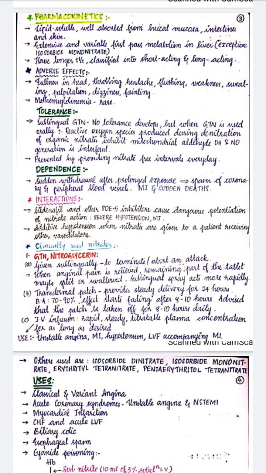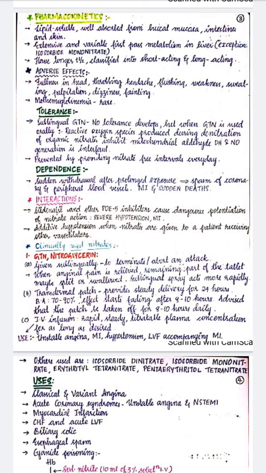Then very few rare adverse effects are methemoglobinemia and rashes. Tolerance: with the sublingual type of GTN, no tolerance develops, but when GTN is given orally, the reactive oxygen species produced during denitration of organic nitrates inhibit the mitochondrial aldehyde dehydrogenase, and nitric oxide generation is interfered with. So the free radicals are not produced.